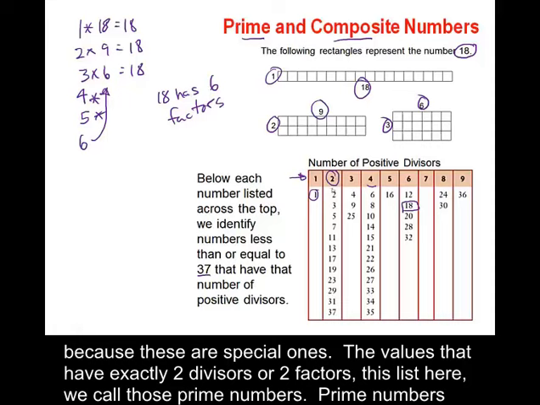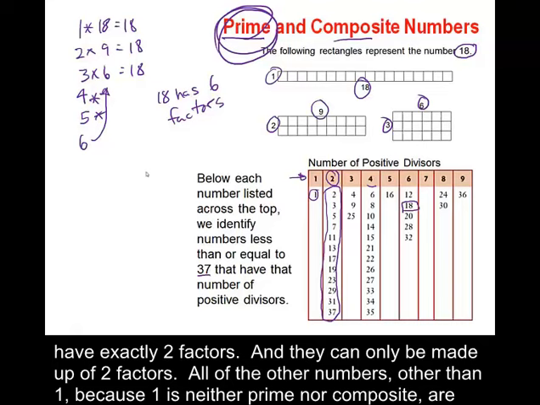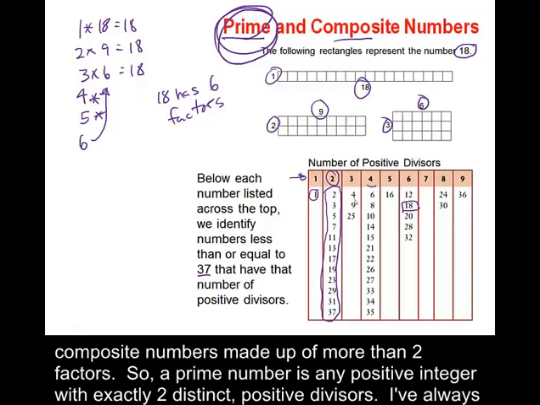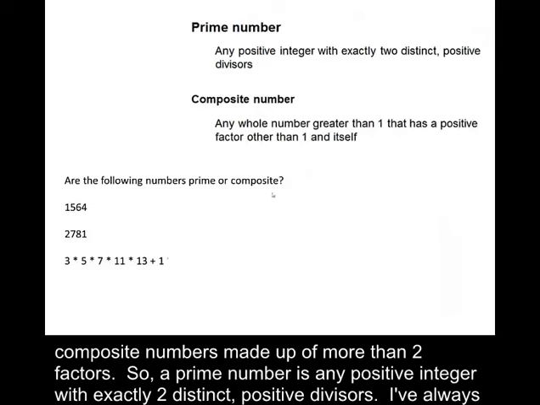The values that have exactly 2 divisors or 2 factors, this list here, we call those prime numbers. Prime numbers have exactly 2 factors, and they can only be made up of 2 factors. All the other numbers here, other than 1, because 1 is neither prime nor composite, are composite numbers made up of more than 2 factors. So a prime number is any positive integer with exactly 2 distinct positive divisors.